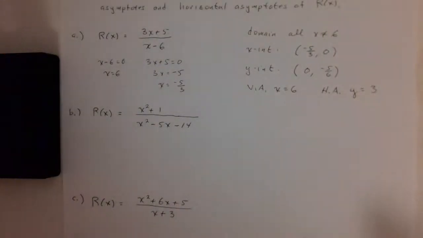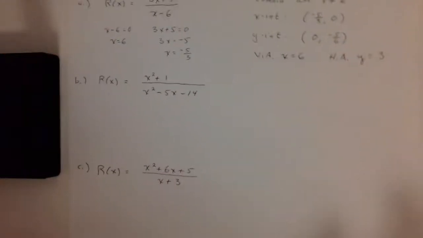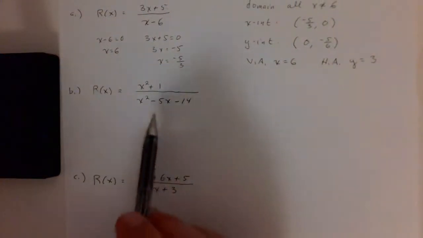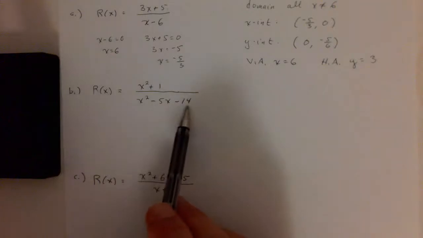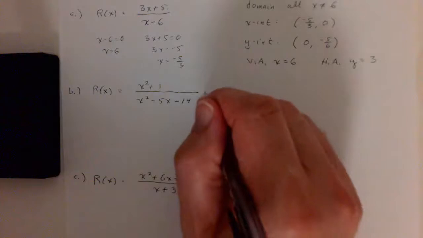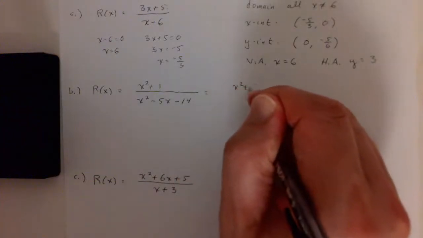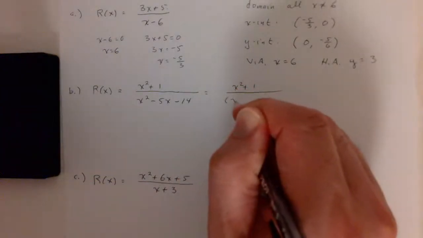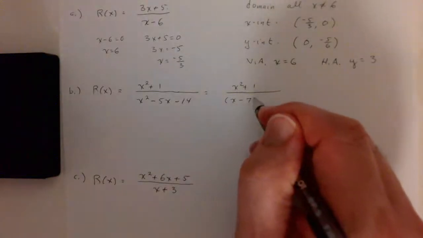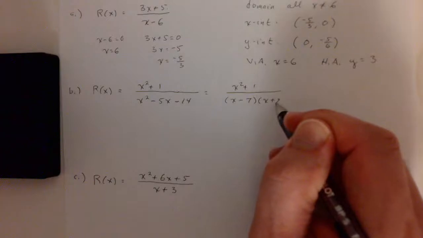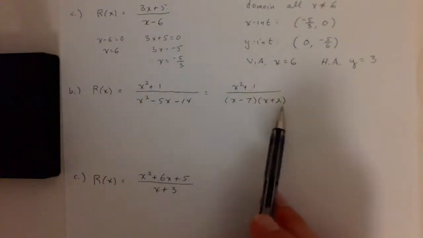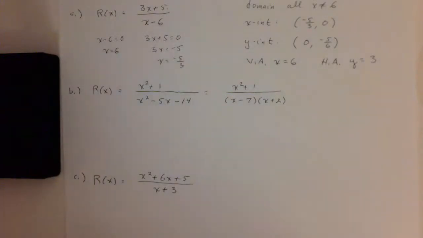Looking at part B, we can see we can do some factorization on the bottom. The numerator is pretty much irreducible right now, so this will be x squared plus 1 over the denominator. And I believe this will be x minus 7 times x plus 2. If you check that, this will be x squared minus 7x plus 2x minus 14.